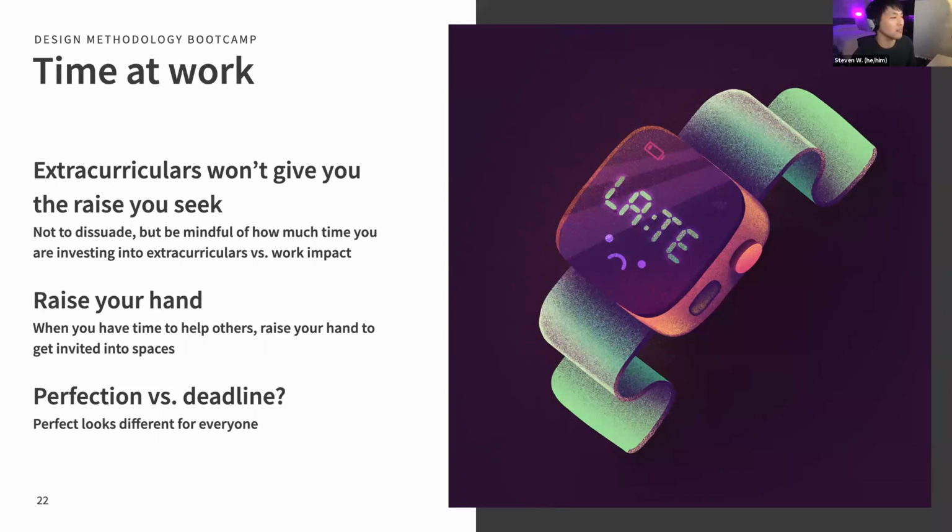And then the last part is just time at work. Just some advice for people at jobs. I think this was a big one for me too. Where you allocate your time at work is extremely valuable, especially if you want to get raises, if you want to go up in the ranks at whichever company.